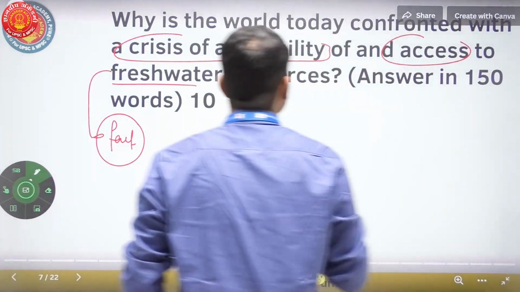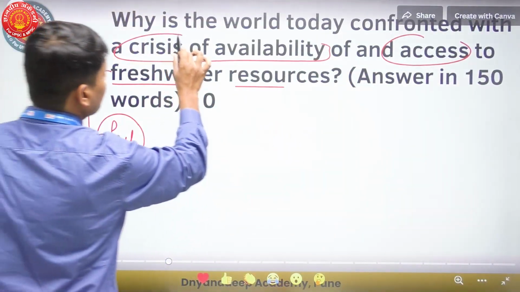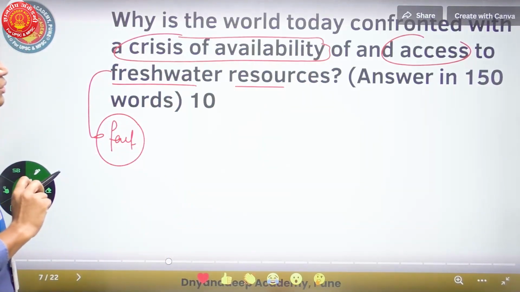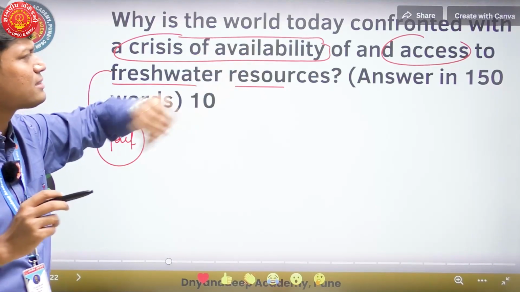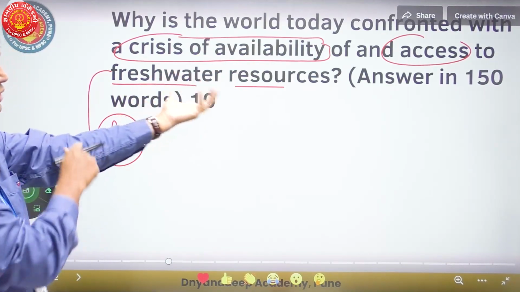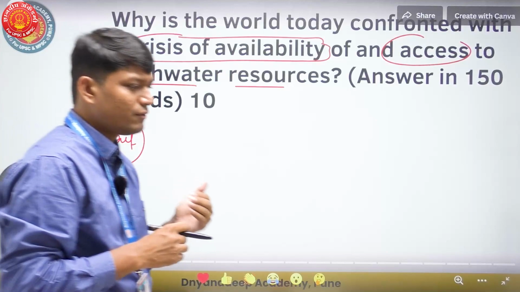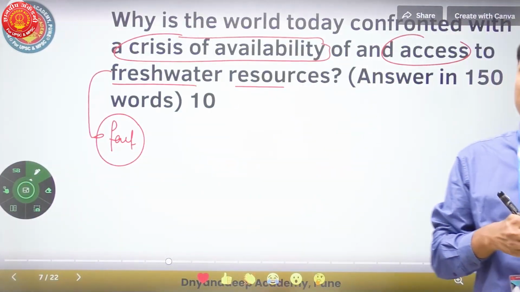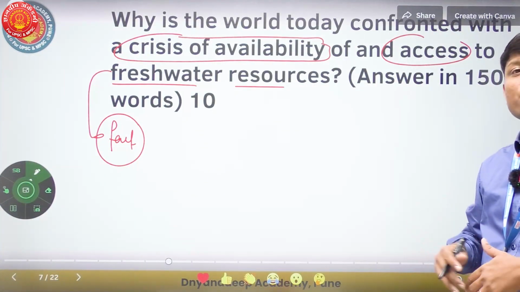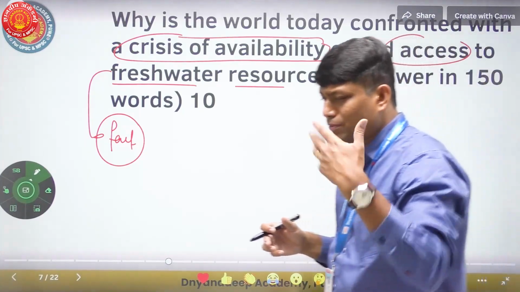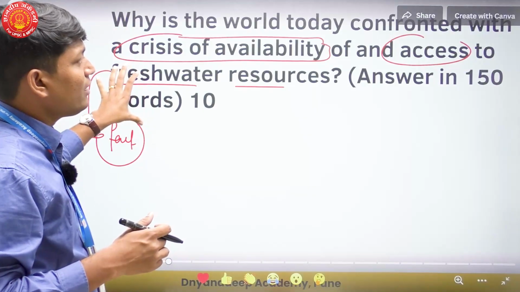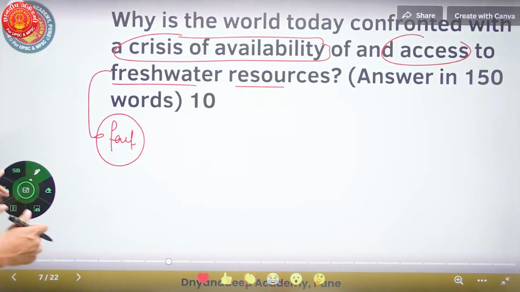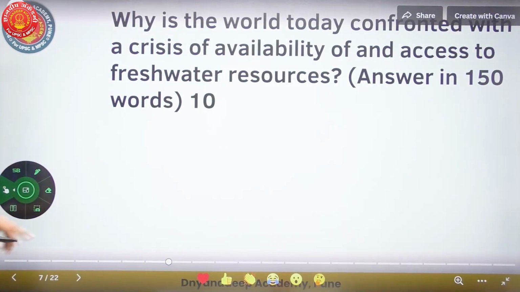Now if you look at the exact solution for this particular answer, it is doable, right? There is a crisis of availability, there is a crisis of access to freshwater resources. So you know that with climate change, whatever resources we have are not being replenished, there is pollution, and so on and so forth. A lot of things could be added here. So a very easy question if you have facts and figures ready.